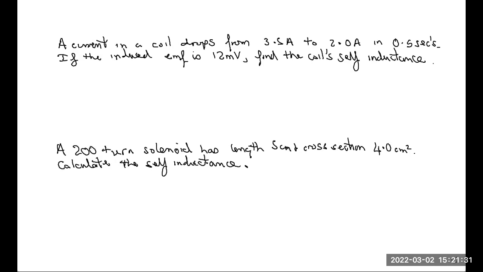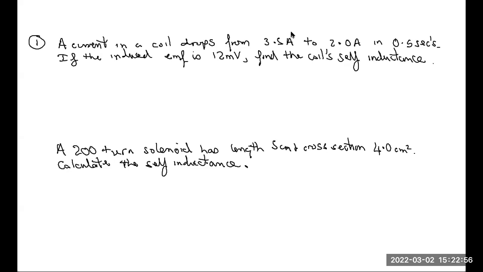So let's start with the first one. This is question 1 here. We're told that a current in a coil decreases from 3.5 amps to 2.0 amps in a duration of half a second. So that will be the cause of self-induction. We see that in the coil, there is an induced electromotive force that is 12 millivolts. That would be the result of this self-induction. And we've got to calculate from those two pieces of information the self-inductance.